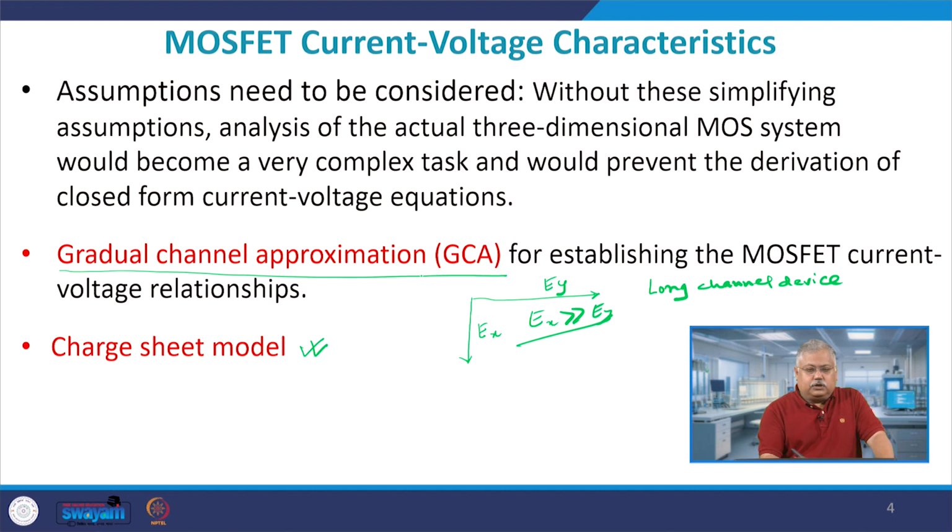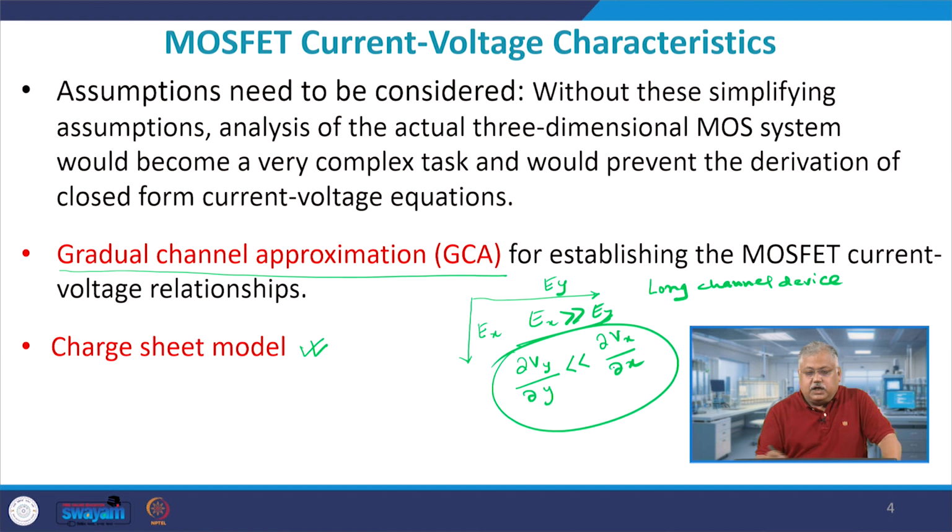We have learned about the GCA, or the gradual channel approximation, and we now come to the charge sheet model. One more thing I need to point out for the gradual channel approximation is that the rate of change of voltage along the y direction, with respect to the distance y, is much smaller as compared to the rate of change of voltage along the x direction with respect to distance x.